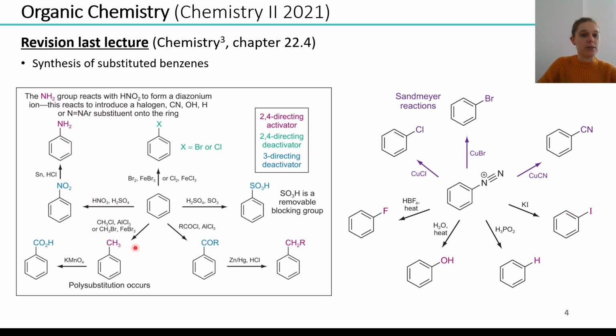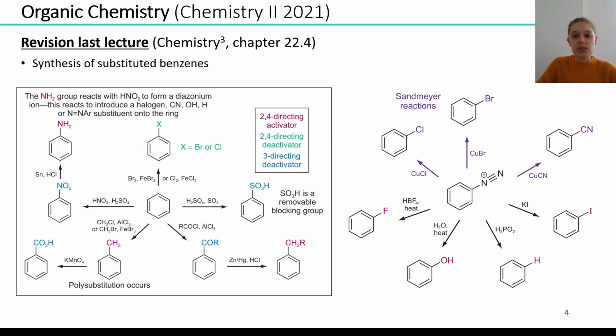Conversely, if we perform a Friedel-Crafts alkylation, we first introduce a 2,4 directing activator, and then later on we can transform it into a 3 directing deactivator. And similar for the nitration, we first introduce a 3 directing deactivator, which can then be transformed into a 2,4 directing activator. So this is a way to use the substituents in order to transform one into another.